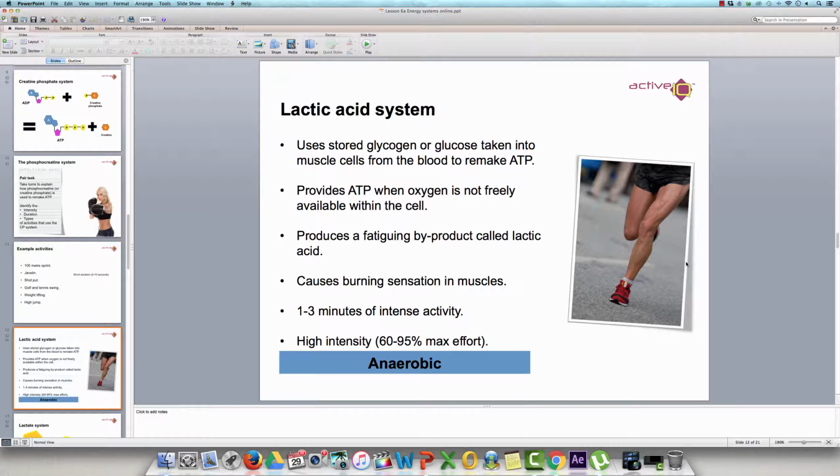If you've ever done something in the gym, like a giant set or a triple drop set, and your muscles are absolutely crying out and burning at the end of that set, that is lactic acid kicking in, and that's the waste product of the lactic acid system.